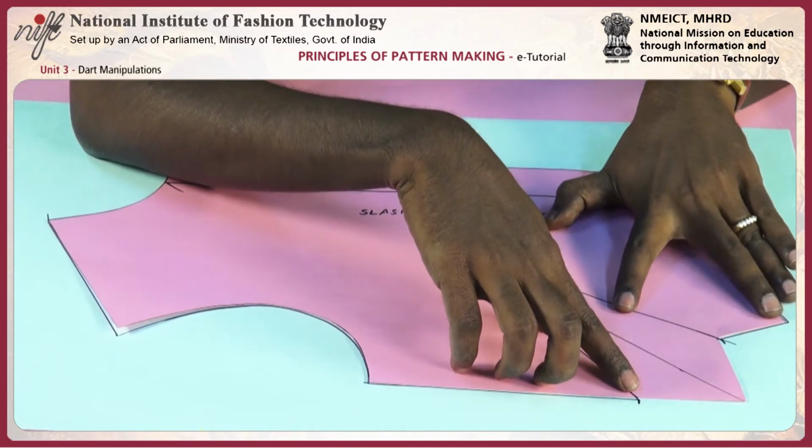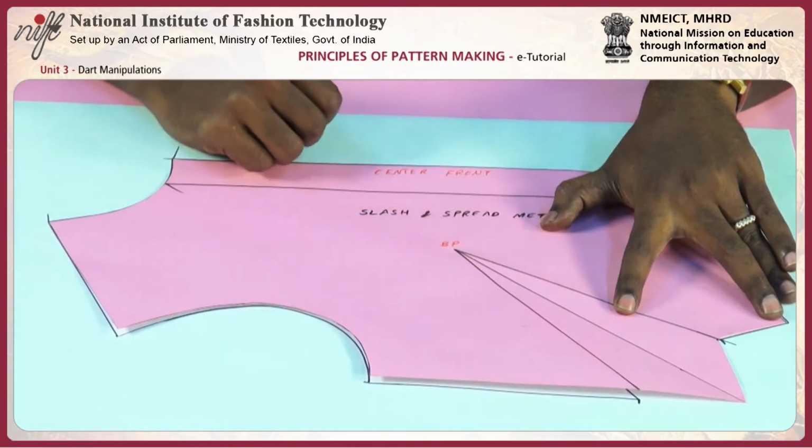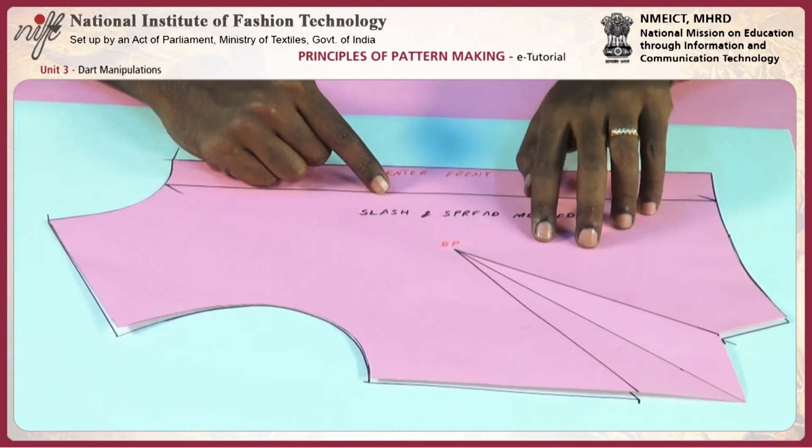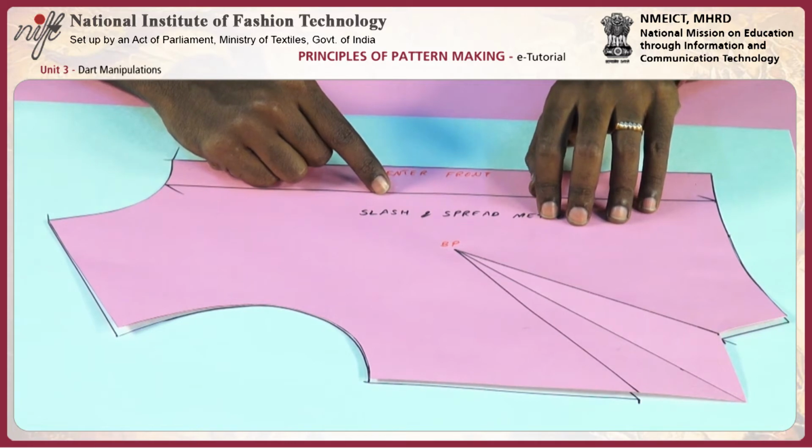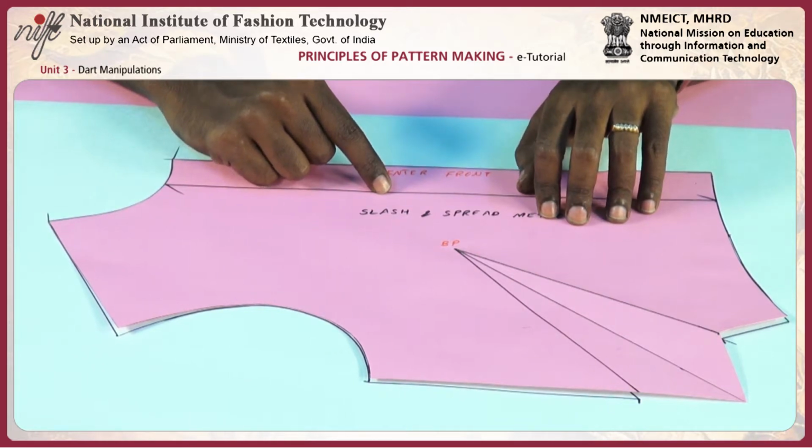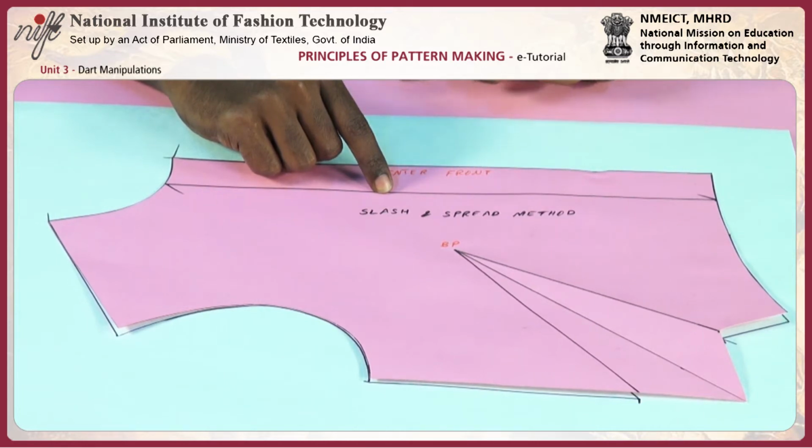You can see the dots coming in the same position. Both slash and spread and pivotal transfer method will give the same result, only the methodology is different. For beginners, I am suggesting you can use slash and spread method, which is straightforward. Once you experience, then you can use pivotal method, which is faster and time saving process.